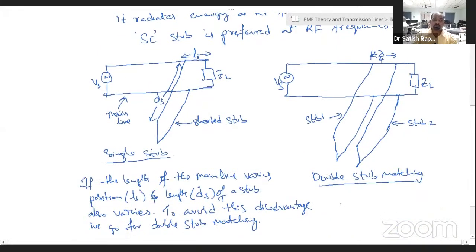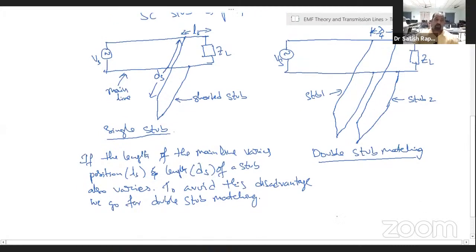A stub is a piece of transmission line. It may be open circuited or short circuited. But at high frequencies, that means at radio frequencies, short circuited stubs are preferred because open circuited stubs act as radiators at high frequency. Radiators in the sense of an antenna: an open circuited transmission line acts as an antenna at radio frequencies. Therefore, at radio frequencies, short circuited stubs are used to provide impedance matching for a transmission line.